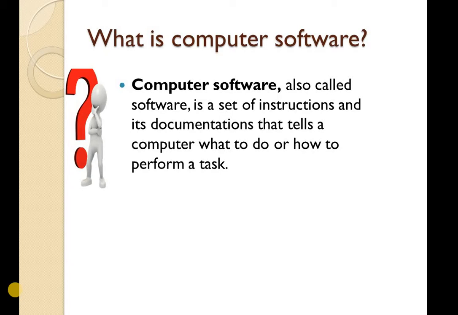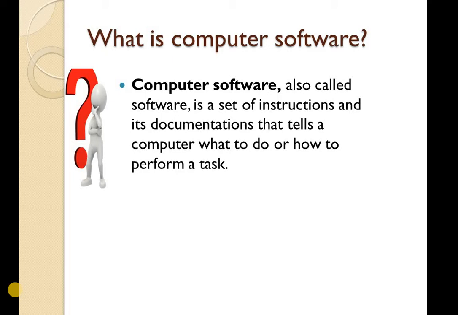Computer software is also called software. It's a set of instructions and its documentation that tells a computer what to do and how to perform a task. It means that the computer software is what makes the computer function properly. Without the computer software, the computer cannot function.